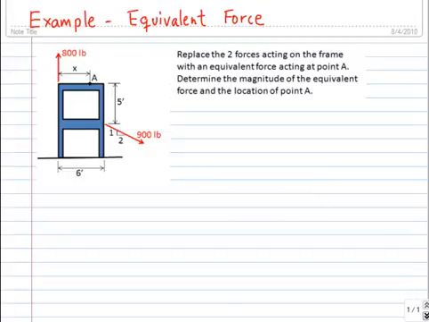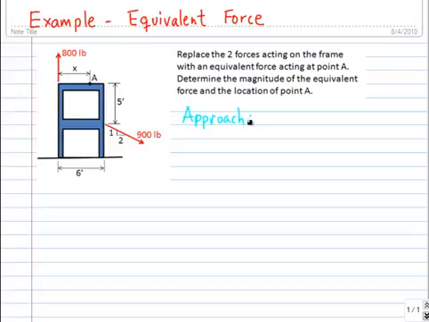In this problem, we're asked to replace the two forces acting on the frame with an equivalent force acting at point A. Specifically, we'll determine the magnitude of the equivalent force and the location of point A. Pause the tape and think about an approach to solving this problem, and then we'll come back and go through it.